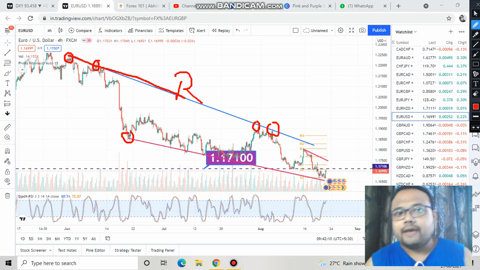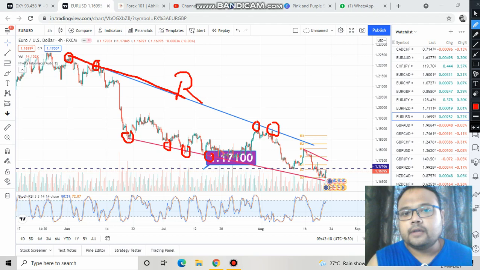So we have a trend line in the form of a resistance, and on the downside we have a trend line in the form of a support. You can see that whenever the market was coming down, it was getting support from this trend line. Therefore this is a dynamic resistance and this is a dynamic support.